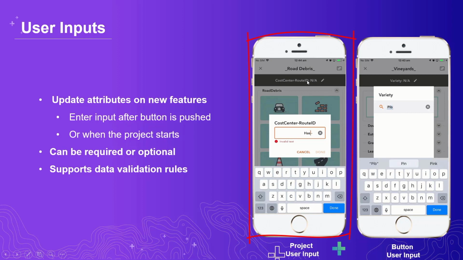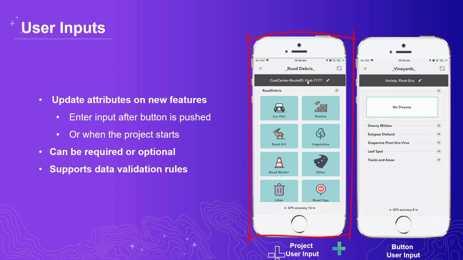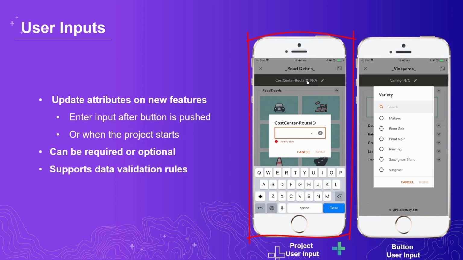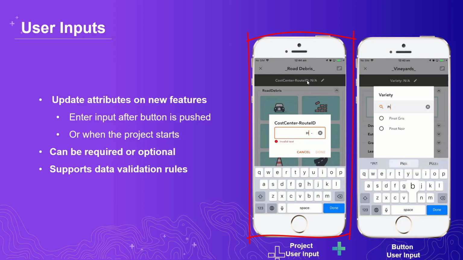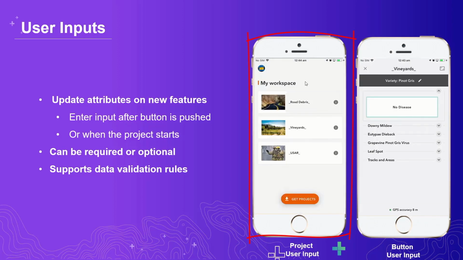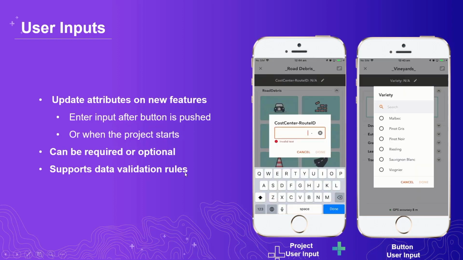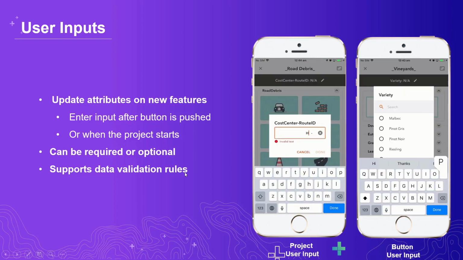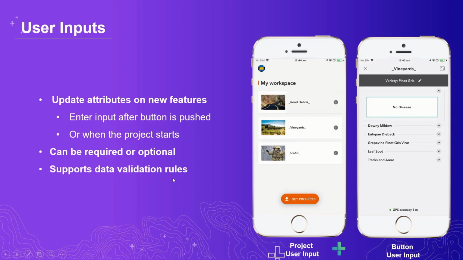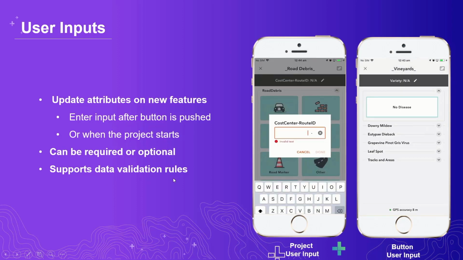Okay, so say for example you are doing road damage assessments for a city. You can type in the name of the road and then drive that road and do your work. And when you switch to another road, you can tap at the top, change the name, and that way every observation will have the road name associated. You can make project inputs, buttons, and projects required or optional, that's your call. And you can even implement some data validation rules like input masks and things like that.